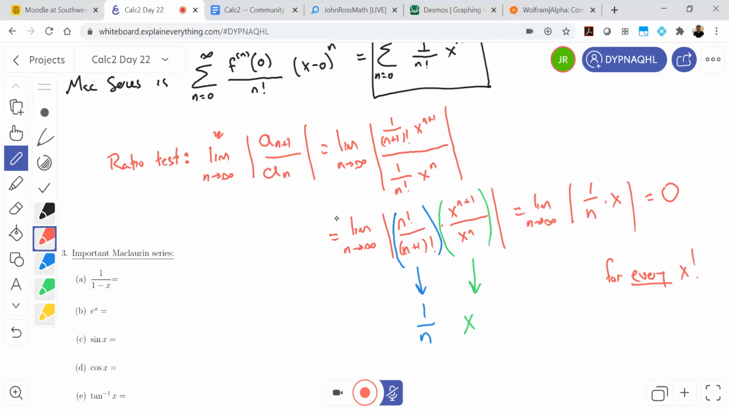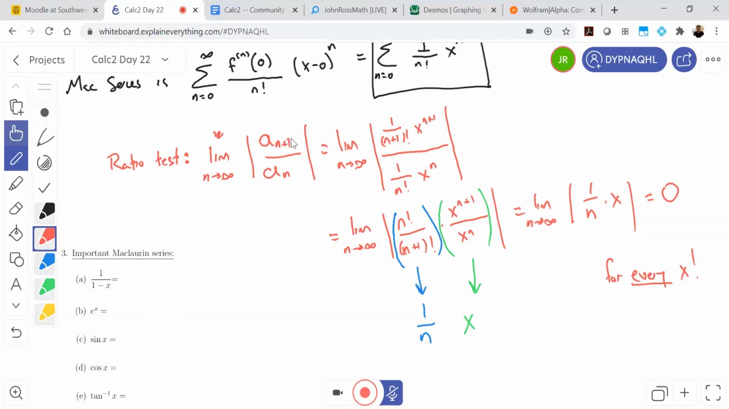And so what does that mean for us? Well, if this limit equals 0, we said that meant that the series converged. And so we're saying that this series converges for every x value, right? We plug in an x, the power series just becomes a regular series with an x plugged in, and that series converges. And by our theorem at the top of this page, it converges to e to the x.